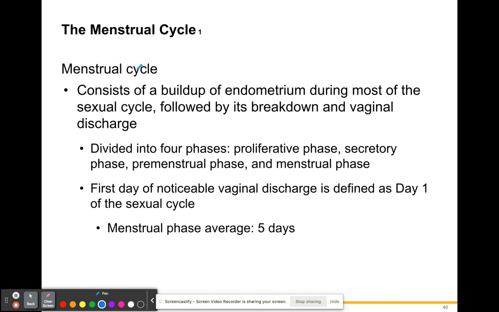The menstrual cycle itself consists of a buildup of the endometrium during most of the sexual cycle, followed by the breakdown of that endometrium and vaginal discharge. It's divided into 4 phases: the proliferative phase, the secretory phase, the premenstrual, and the menstrual phase. The first day of noticeable vaginal discharge is called day 1 of the sexual cycle. The menstrual period is about 5 days on average. Some females have a much longer menstrual period, some have less. There are medications and things that you can do to reduce that, and we'll talk about those later as well.